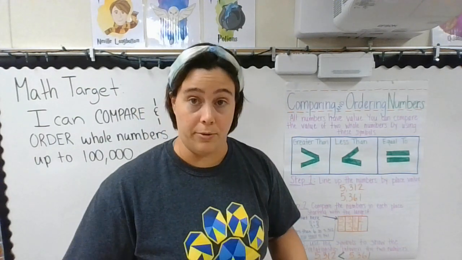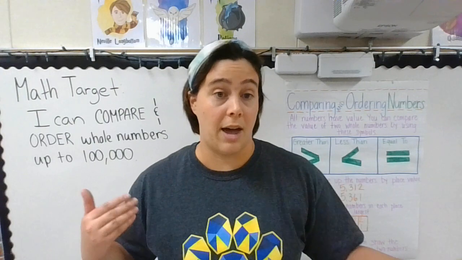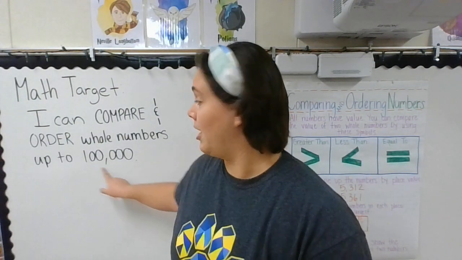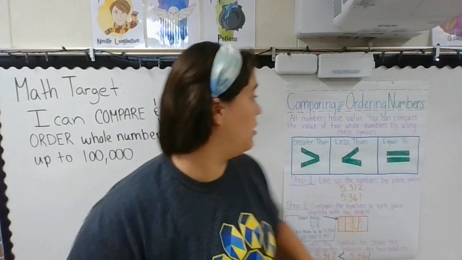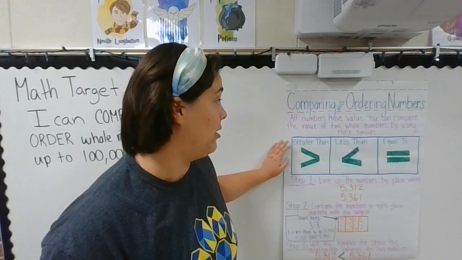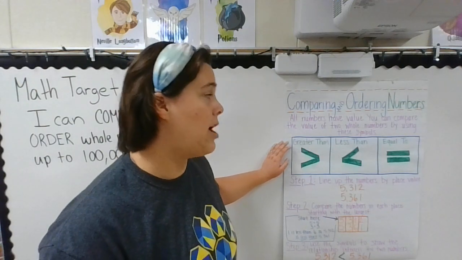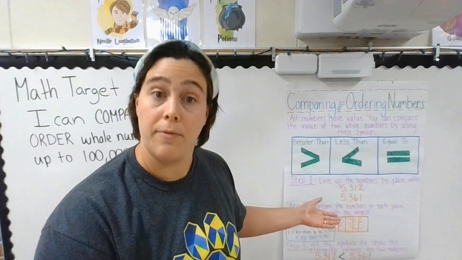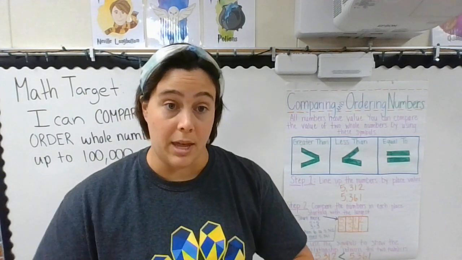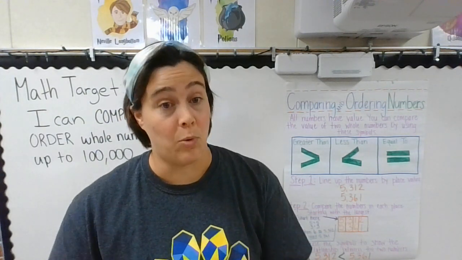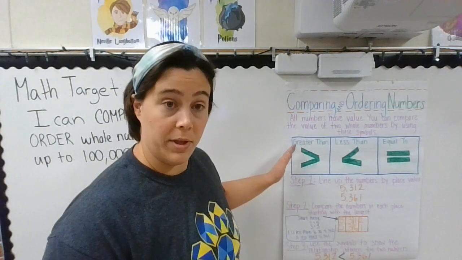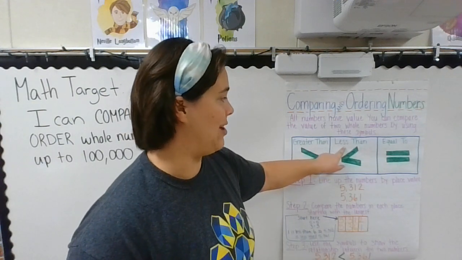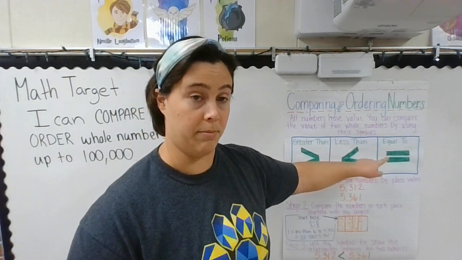All numbers have a value. Remember, we have gone over the place value of each digit all the way up to 100,000. You can compare the value of two whole numbers by using these symbols. Now, remember, this is a review video, so stay with me as we are reviewing so that it's going to help you with today's lesson. With these, you have the greater than symbol, less than symbol, equal to symbol.